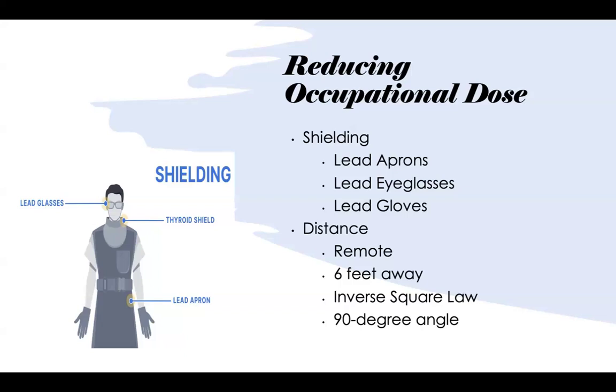Using the paddle keeps their hand out of the field, but sometimes they don't have a paddle and have to use the lead glove, so their hand is going to be directly in the imaging field. And then our distance. So we know about distance, time, and shielding. Using the remote, because the remote allows us to stand back. Making sure we are 6 feet away. The inverse square law, and then using 90-degree angles.